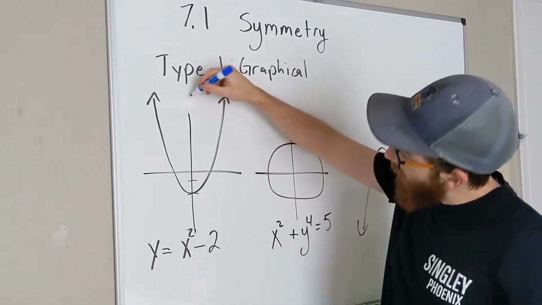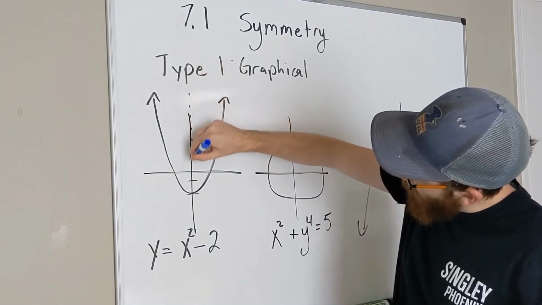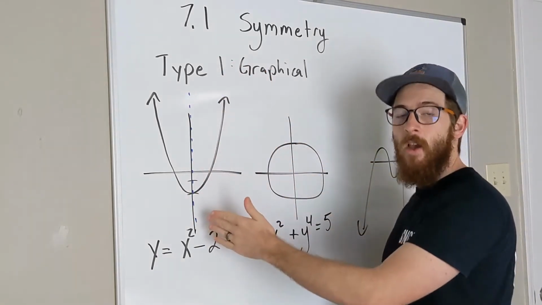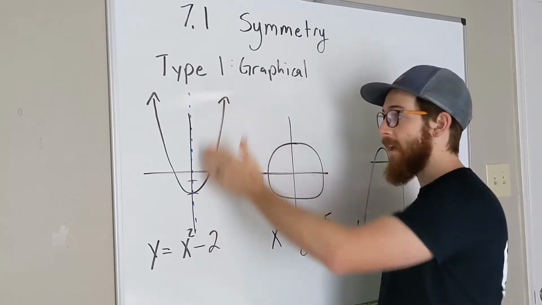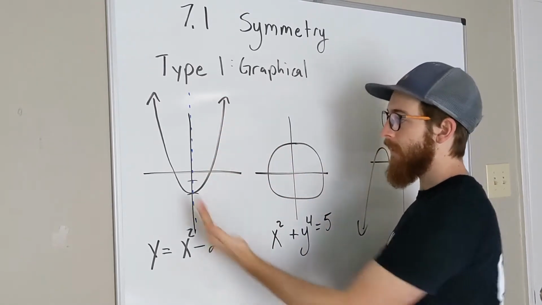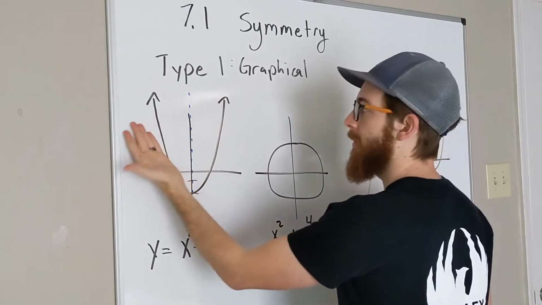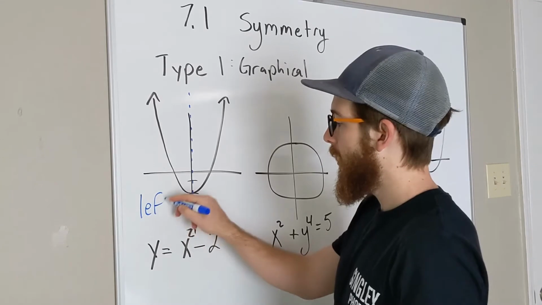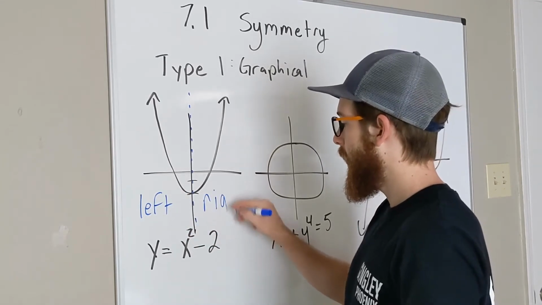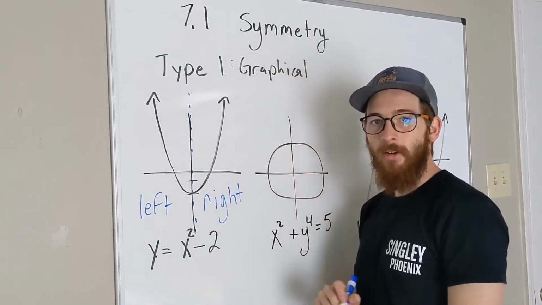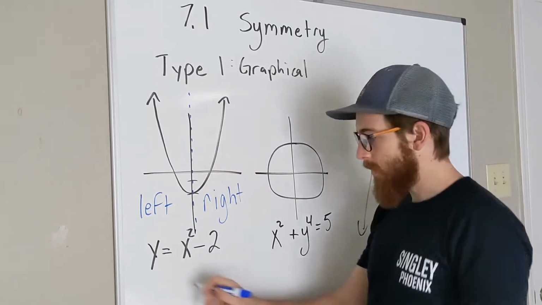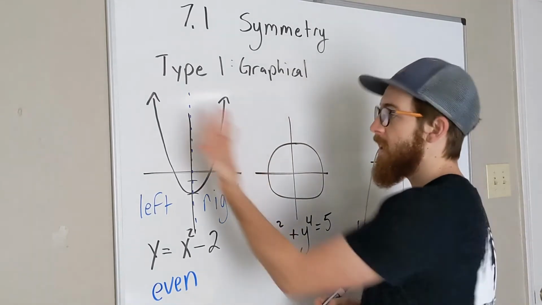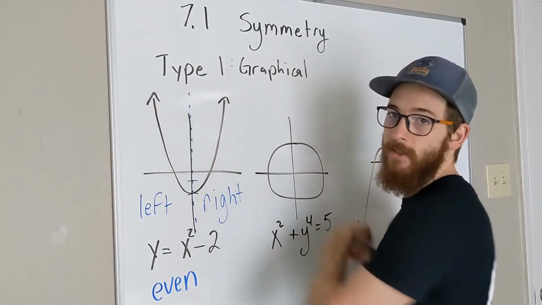Well, if I look right here down the what axis? Y-axis. If I look down the y-axis, you can see that the left and the right match each other. So left and right match each other. Then this type of function is even. Okay, it's even. It's matching on both sides.